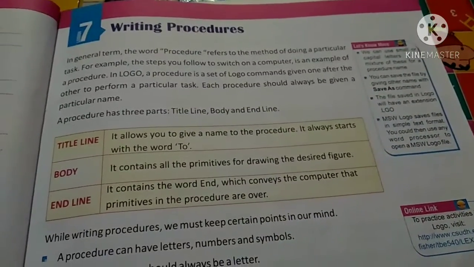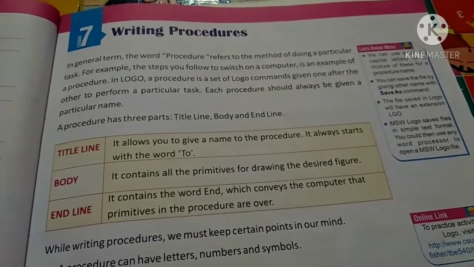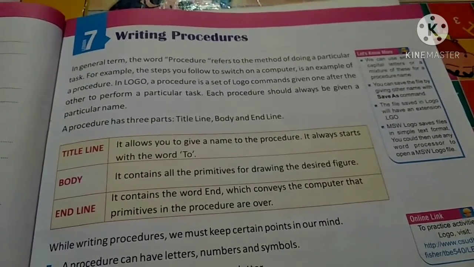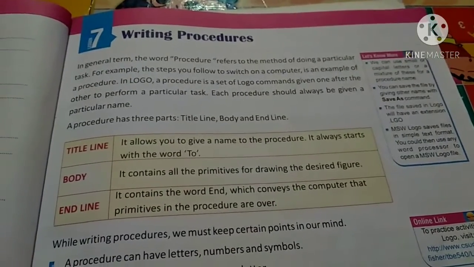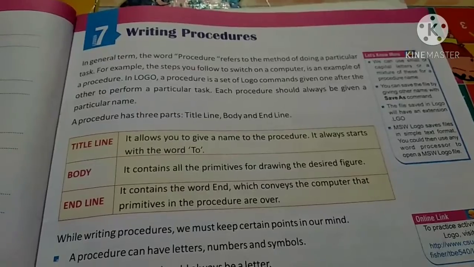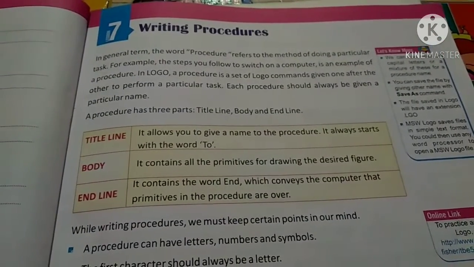Come to page number 49, and your chapter number 7 is writing procedures. In this chapter we are going to learn how we will make a triangle, a square, and a circle using the logo commands. I am starting with the reading of the chapter.